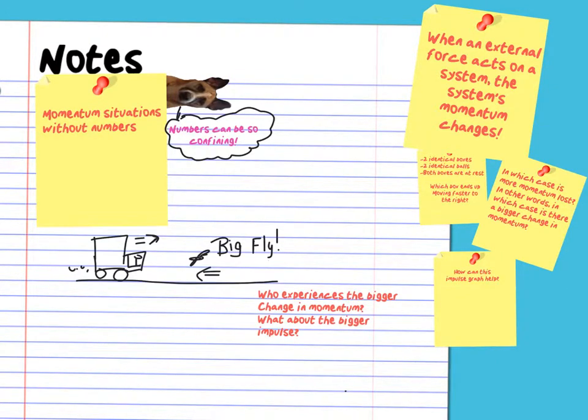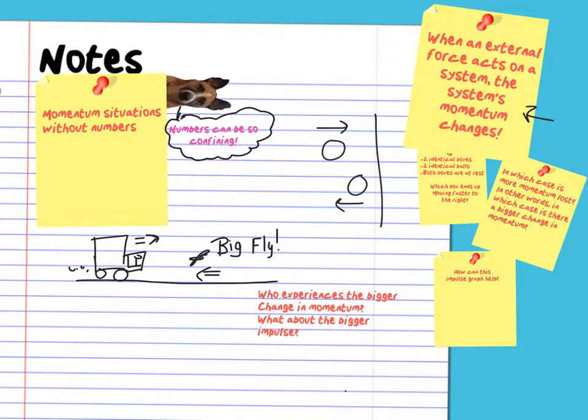Okay, well now we're going to look at some momentum situations without numbers. We're going to concentrate on the concepts. I do want to go back and state that when we were talking about this system, how we had a ball bouncing and then rebounding off the wall, our system would be the ball that's bouncing back, and the wall is exerting an external force. So that external force is going to change the system's momentum. And we saw that the change was 2mv naught.